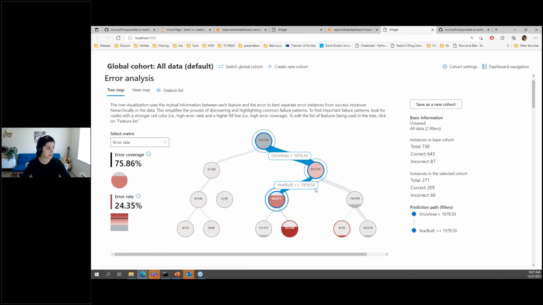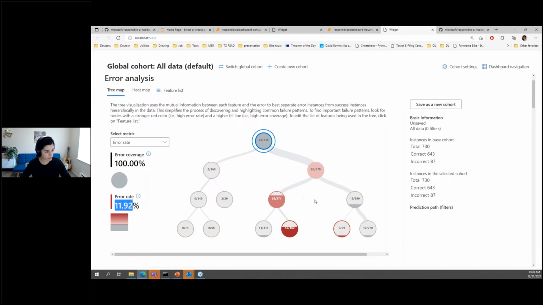The first component here is the error analysis component, and this is basically trying to understand where the errors are concentrated. Overall, we see that there is a 12% error rate on this particular problem, meaning that for 12% of the apartments and houses in the test data, the model is not able to predict whether that apartment is going to sell for more or less than the median price.